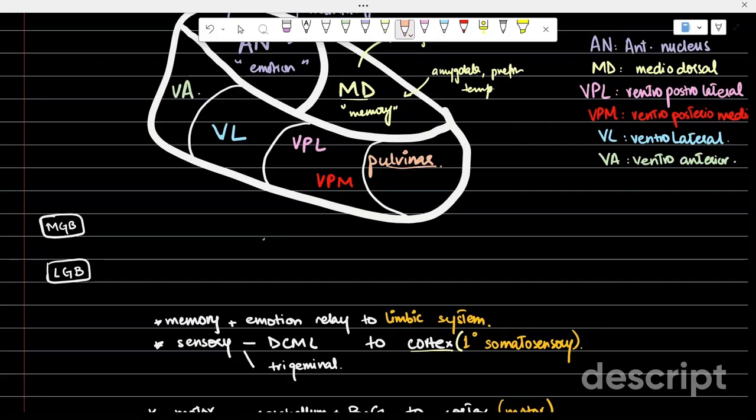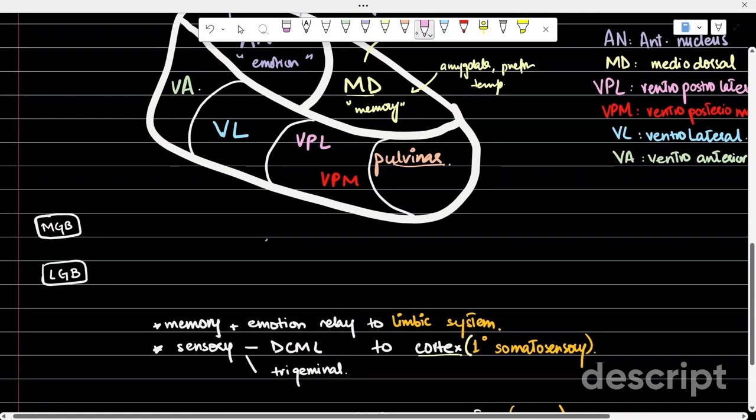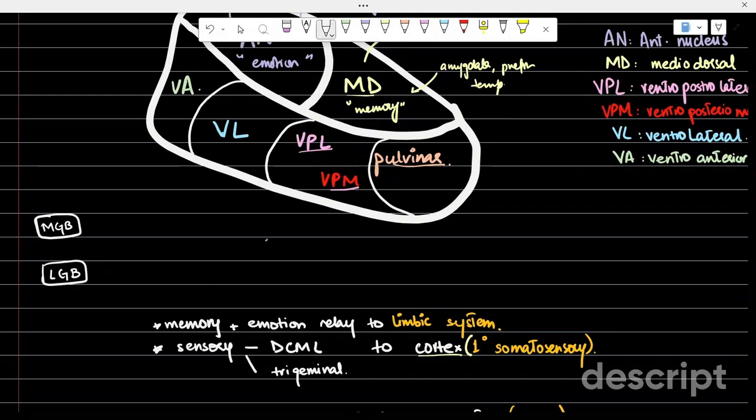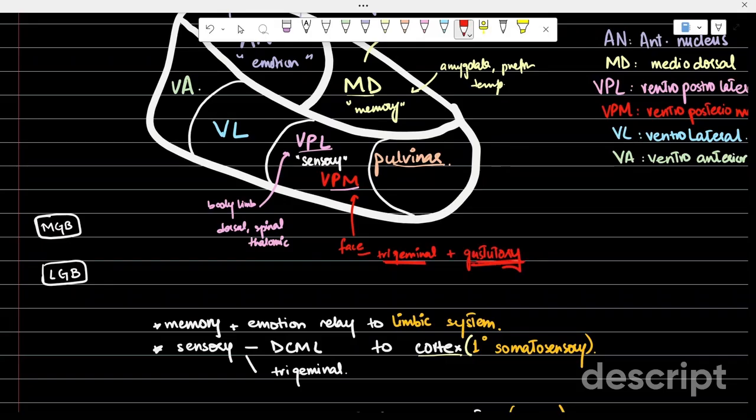Then we have the pulvinar nucleus, which is not a very high yield part and is not as important. We have the ventral posterolateral nucleus and the ventral posteromedial nucleus. Both of these are involved in sensory relay. VPL will receive its input from the body and the limbs via the dorsal column and spinothalamic pathway. The sensory input will travel to the VPL and it will be relayed to the somatosensory cortex. The VPM will receive its sensory information from the face via the trigeminal nerve as well as the gustatory nerve. So the sensory and the taste sensation will be relayed via VPM to the primary somatosensory cortex.